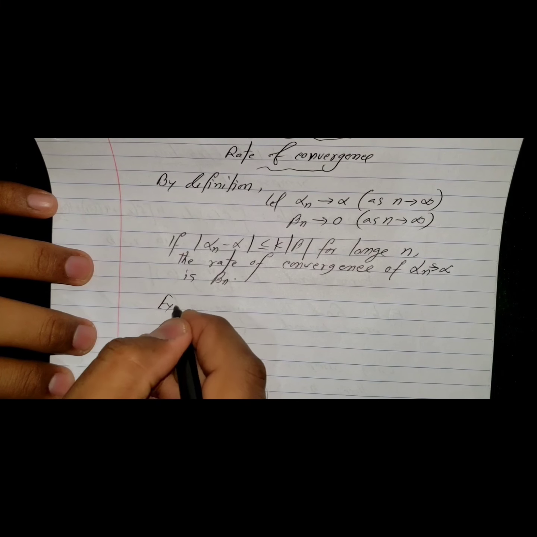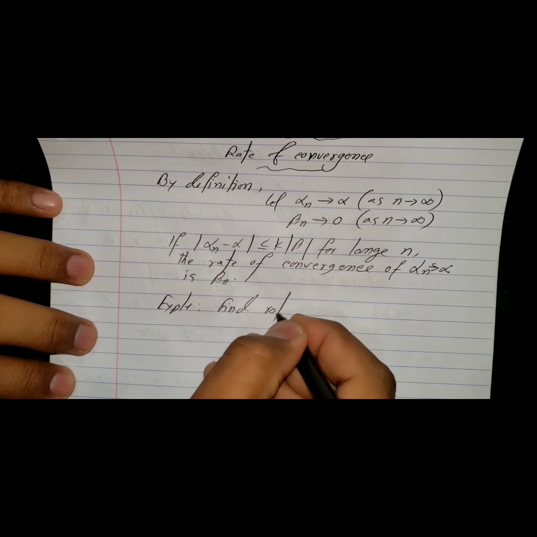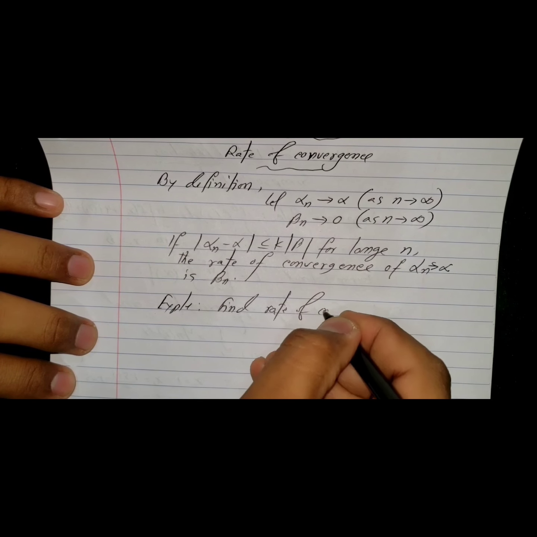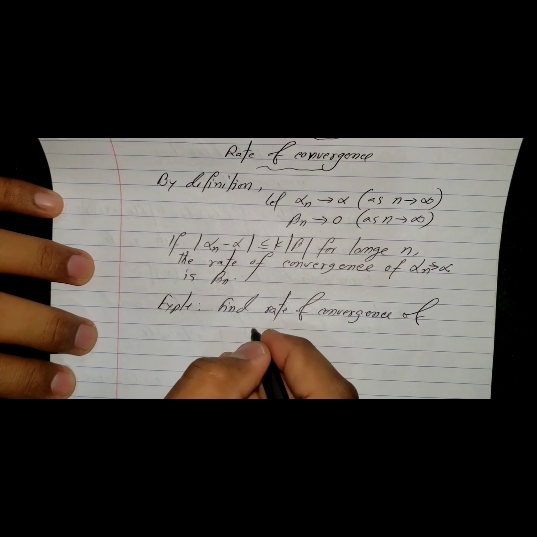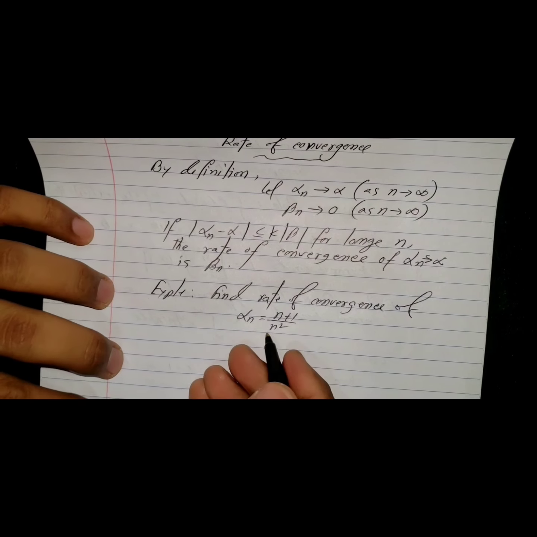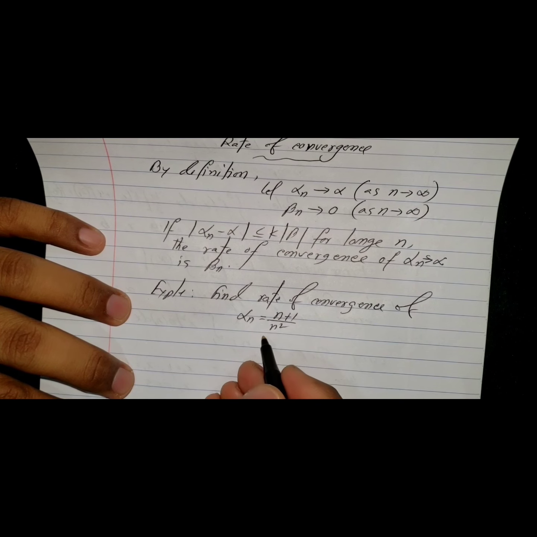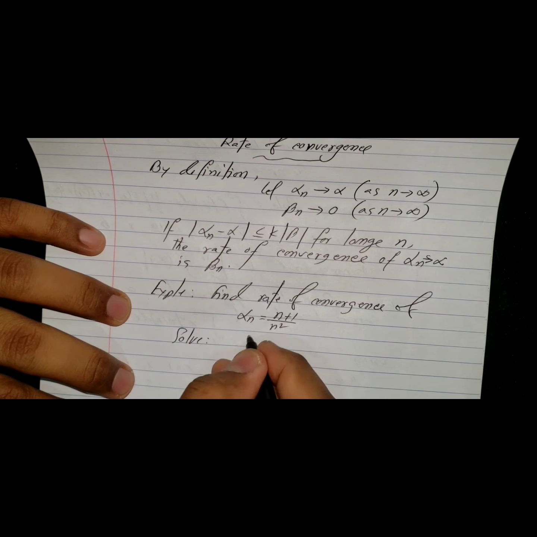So, for example, find the rate of convergence of alpha n equals n plus 1 by n squared. So you have been given this alpha n, n plus 1 by n squared, and you need to find the rate of convergence of that. So to solve it, you have alpha n, which is n plus 1 by n squared.